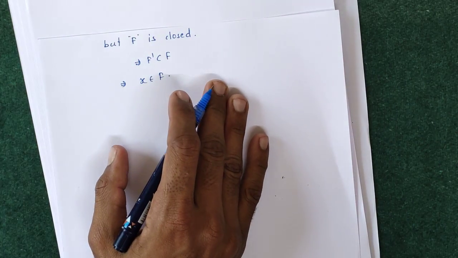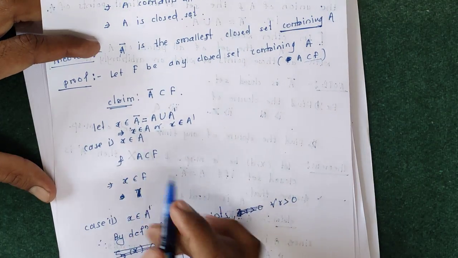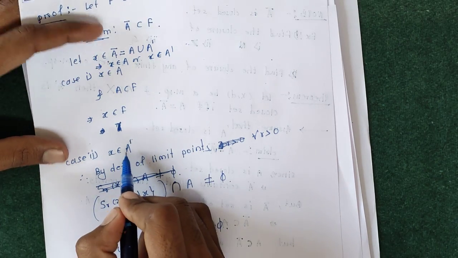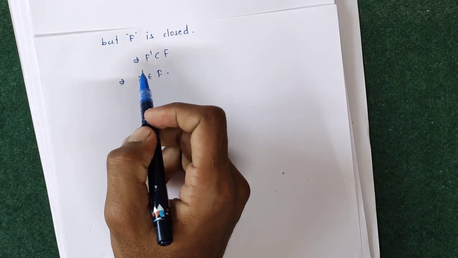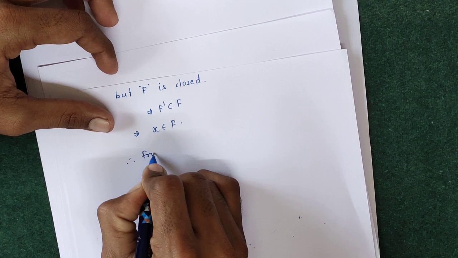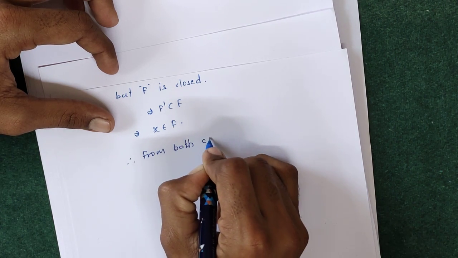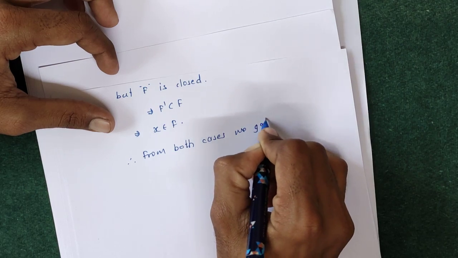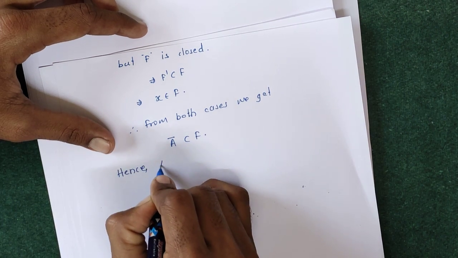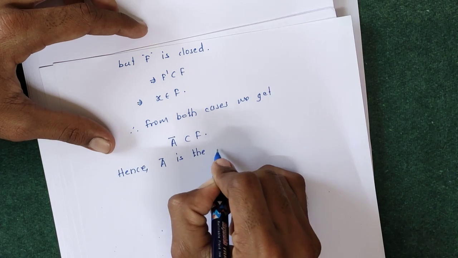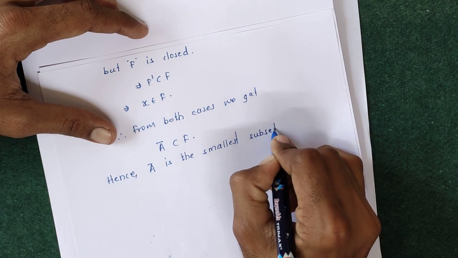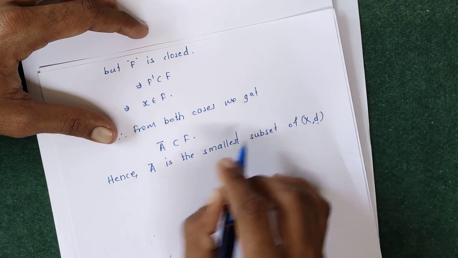Hence, if x belongs to A, then x belongs to F. Similarly, if x belongs to the limit points of A, then x belongs to F. Therefore, from both cases, we get A closure is a subset of F. Hence, A closure is the smallest subset of the metric space (X, d) containing A.